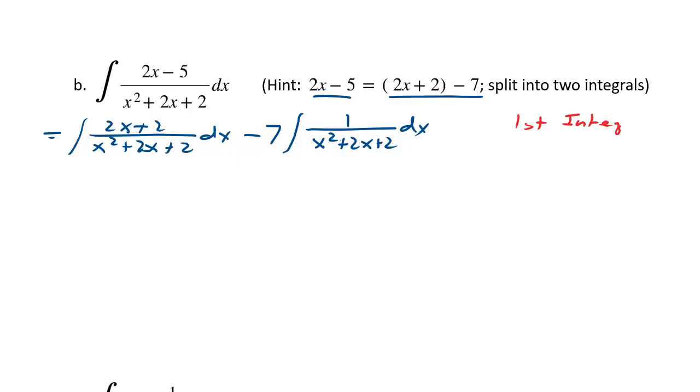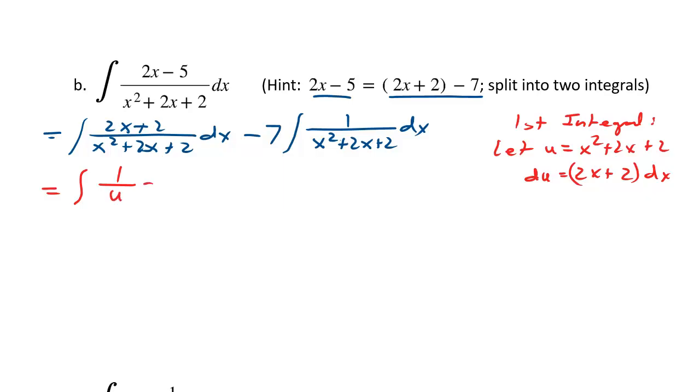For the first integral, let u be the bottom. Then the derivative, du, is 2x plus 2 dx, which is the top. So we can write this as the integral of 1 over u du. That's an easy integral. That's just the natural log of u.